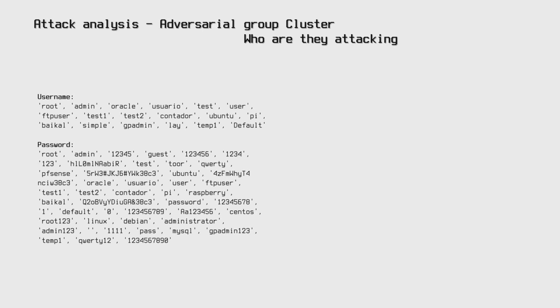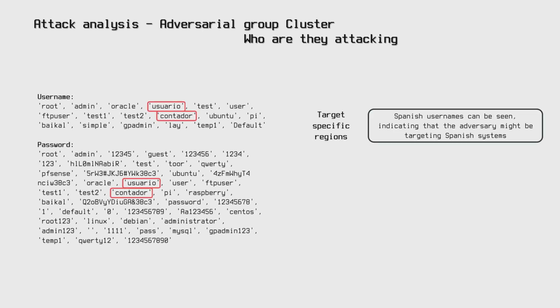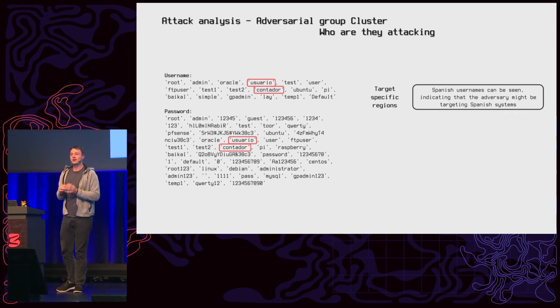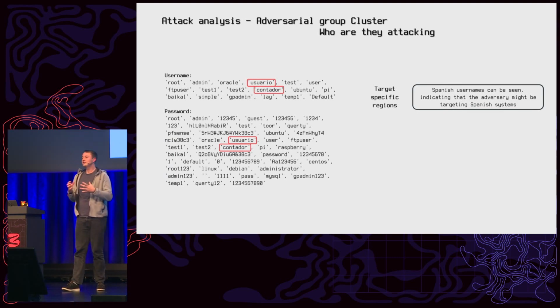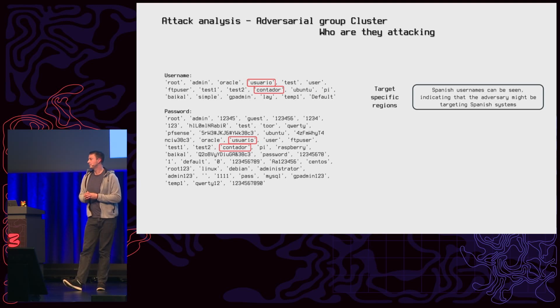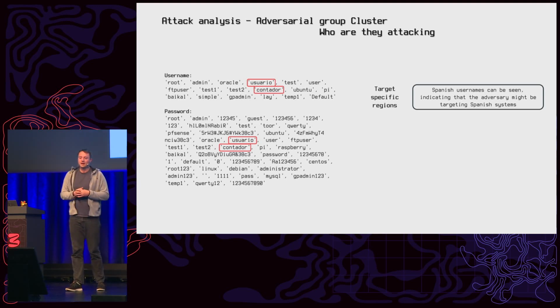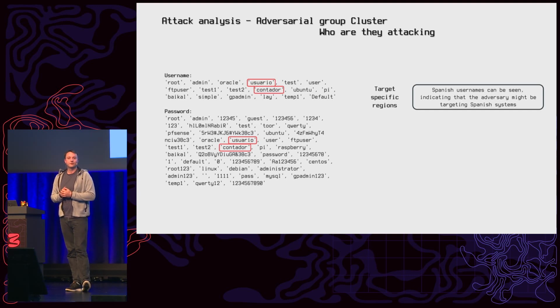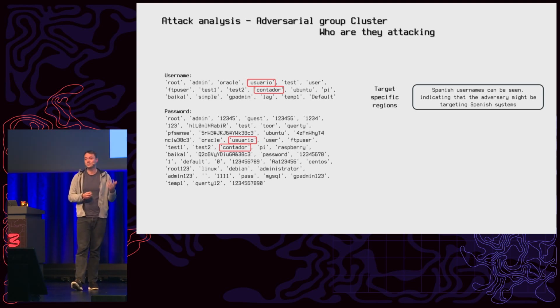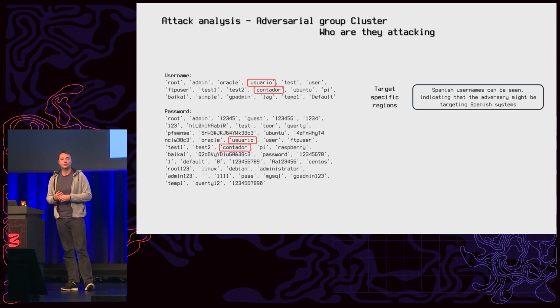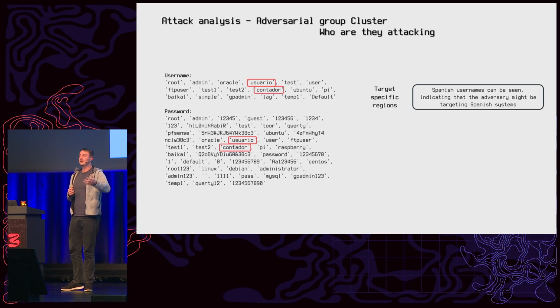Now, what interesting thing do we notice here? Firstly, usuario and contador. I'm really sorry, I don't speak Spanish, but these are two Spanish words for user and contractor. So it seems like the adversary is targeting Spanish systems. Now, why can we make that assumption? With 169 different combinations, I guess every single one of these is very well picked. So if two of the users and two of the passwords being used are exactly these words, they are likely successful. Now, if they attack a setup where they're successful, I guess it has to be in some Spanish-speaking region.